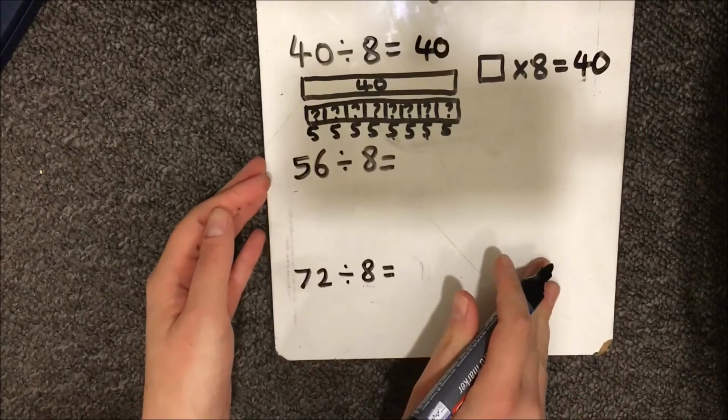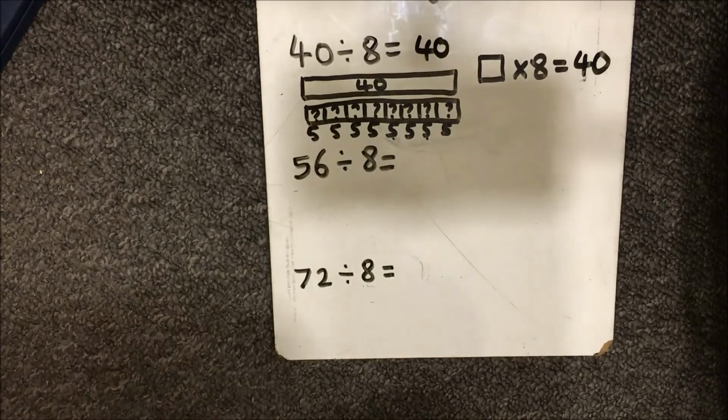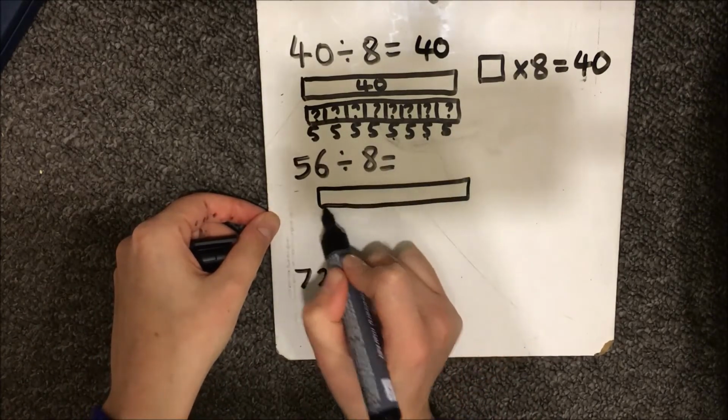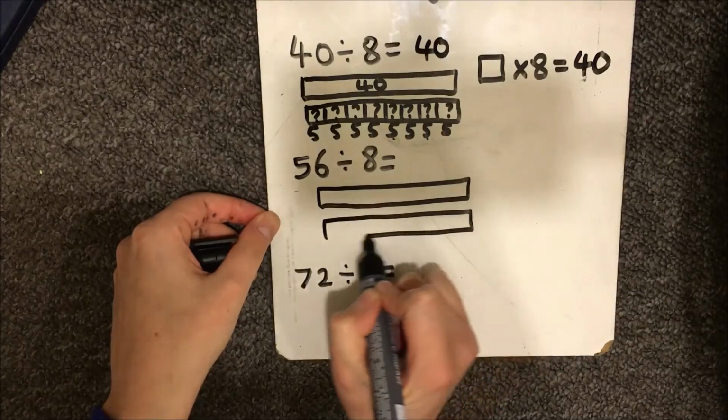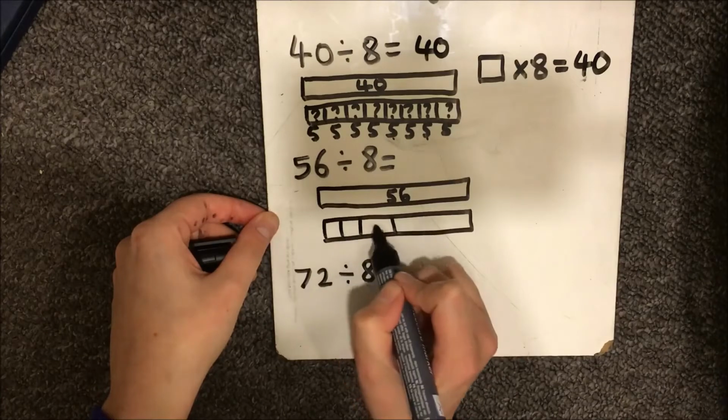Have a go at the next 2. Pause the video. Have a go. Ready to go through it together? This time 56 divided by 8. So have you got it? I know my whole is 56. Again, splitting it into 8 parts.